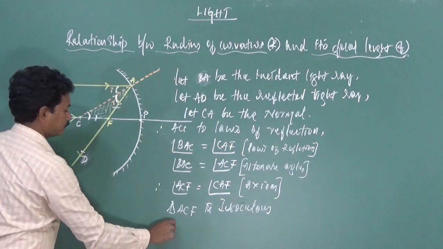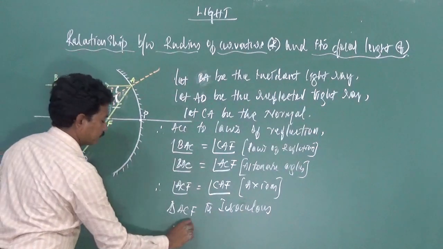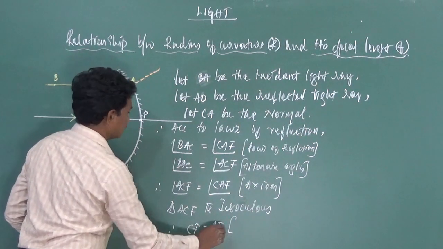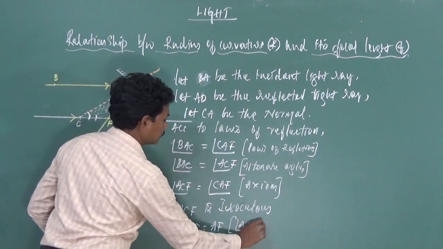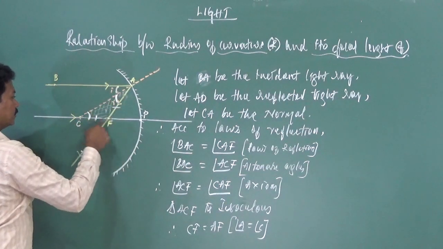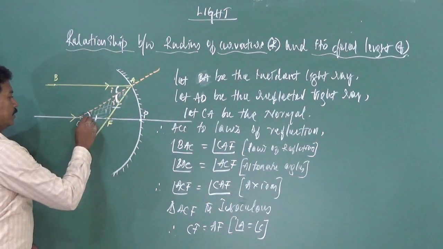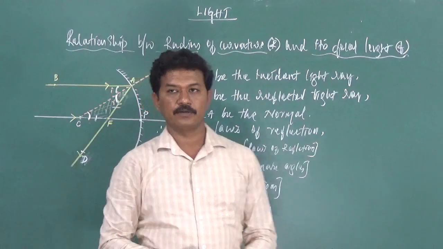Therefore CF is equal to AF, because angle A is equal to angle C. This is very important. Now, we will go with a small conclusion.